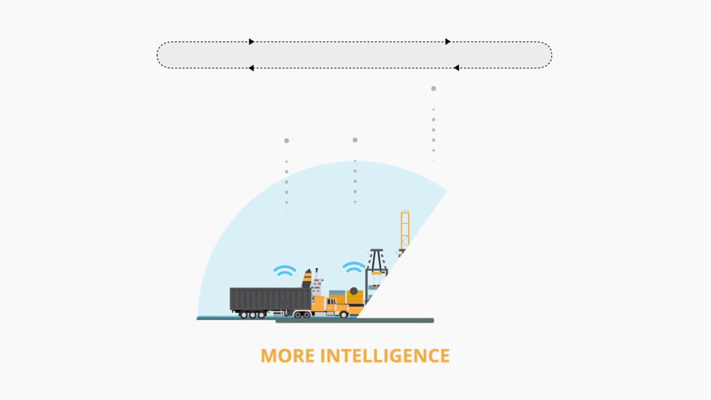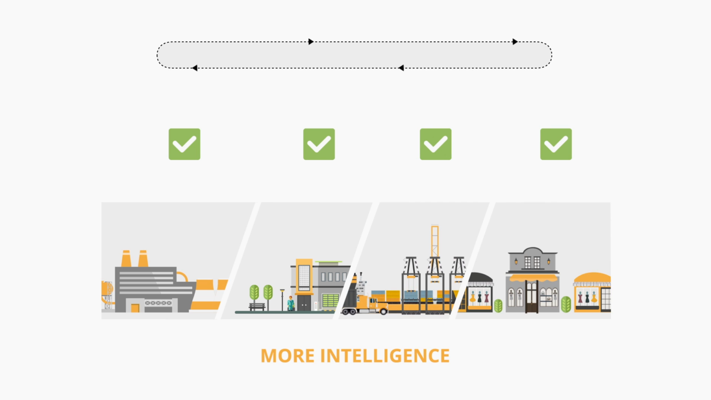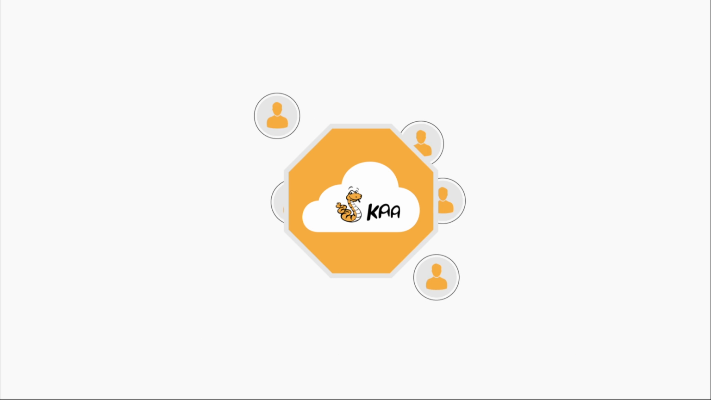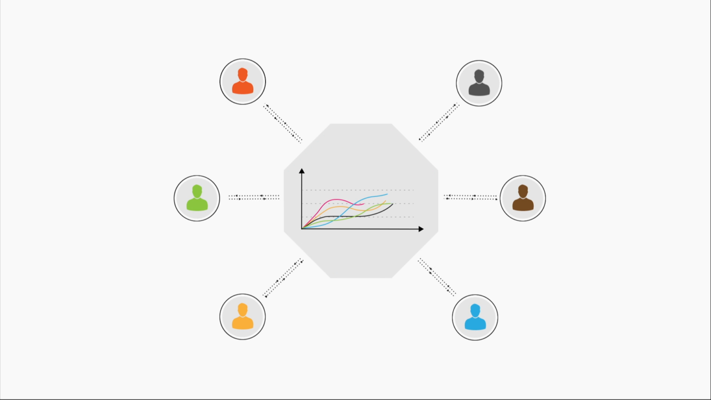to make better decisions in regards to pricing, logistics, sales, support, and deployment. The Kaa IoT platform is the key component for successful IoT projects.